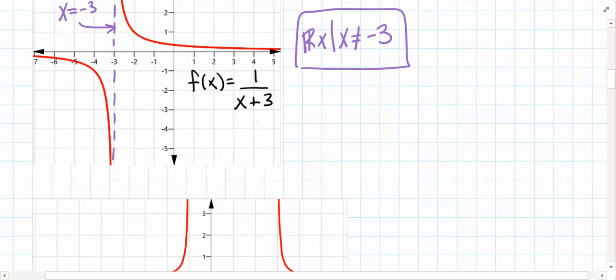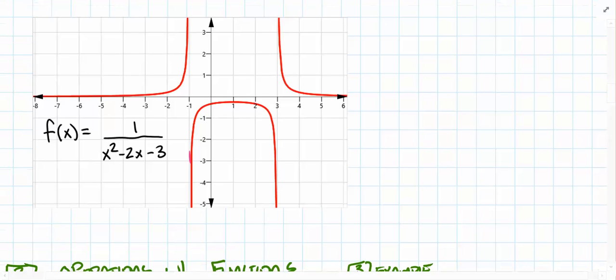All right. Now, the most advanced one. Here we go. Take a look at this one. Ooh, this looks scary.